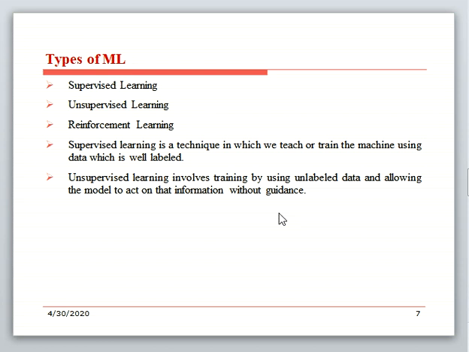Next I am going to talk about the types of machine learning. There are three types of machine learning: supervised, unsupervised and reinforcement machine learning. Supervised machine learning is a process of a teacher and a student. A teacher is going to supervise the examination. If that is the process, it is called supervised learning.